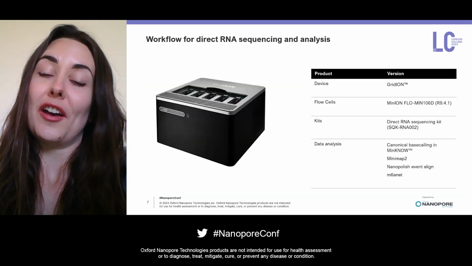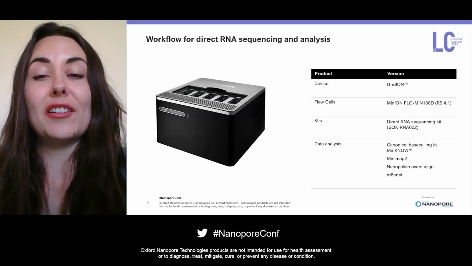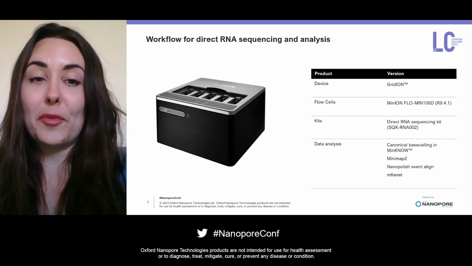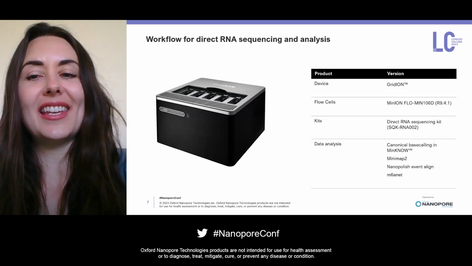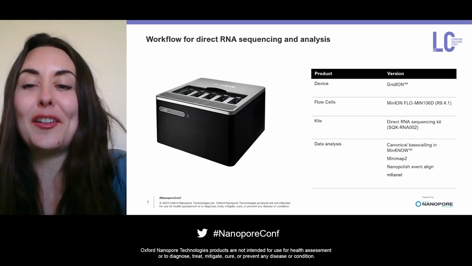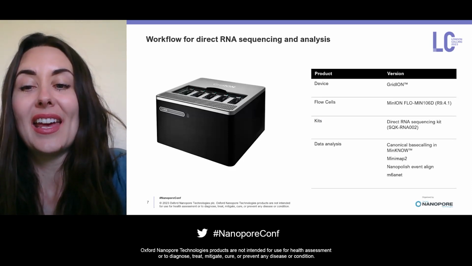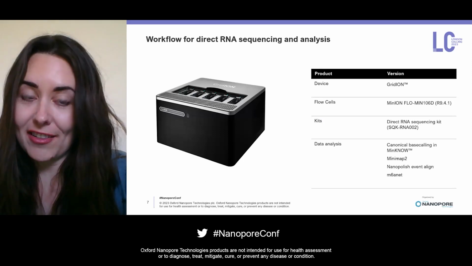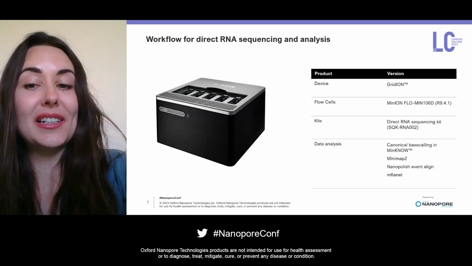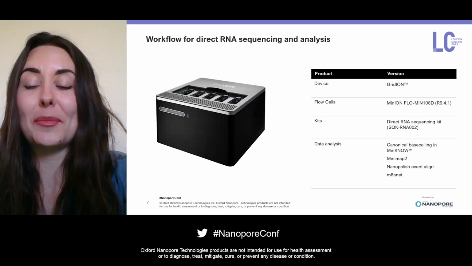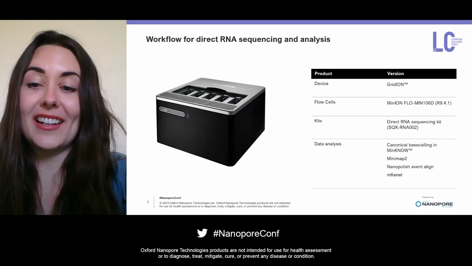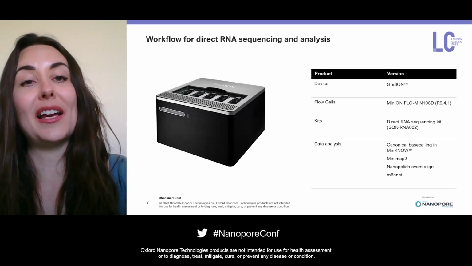So for our protocol, we use the GridION device. We use the R9.4.1 flow cells and the RNA002 direct RNA sequencing kit. And for data analysis, we use Minknow for base calling, Minimap2 for alignment, Nanopolish eventalign, and then m6Anet for m6A detection.